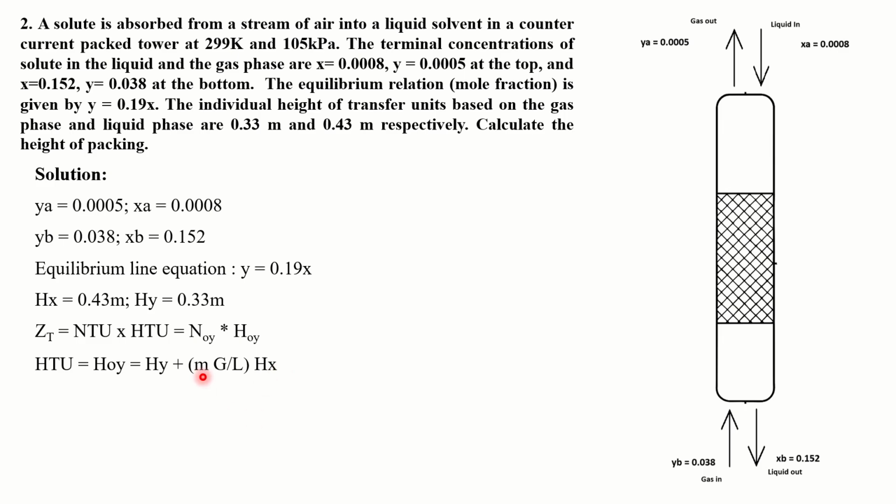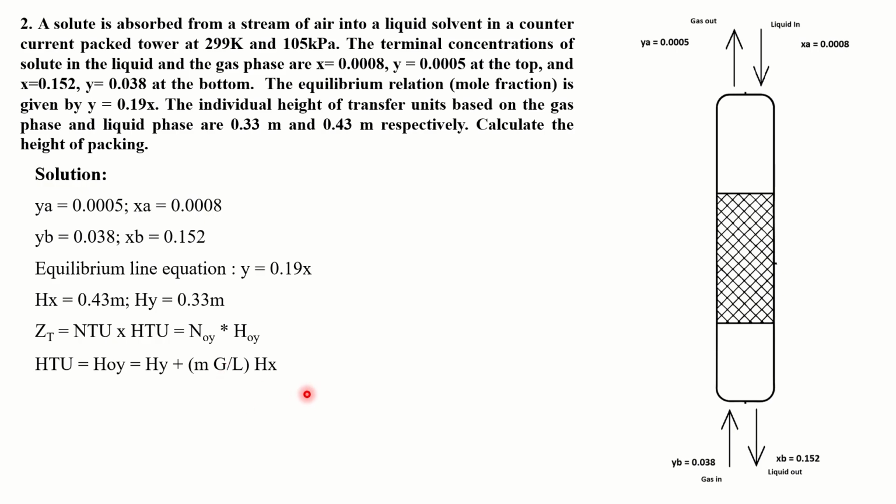m is the slope of the equilibrium line, G is the molar flow rate of gas, L is the molar flow rate of liquid. So for the calculation, we are given Hy, Hx data, so that is the given data. m is the slope of the equilibrium line equation. So the equation is y is equal to 0.19x, so the slope m is 0.19.